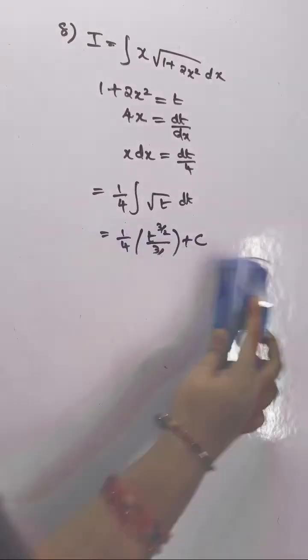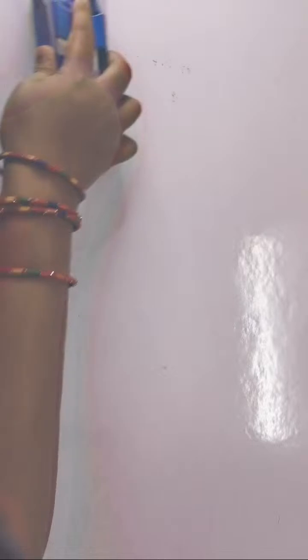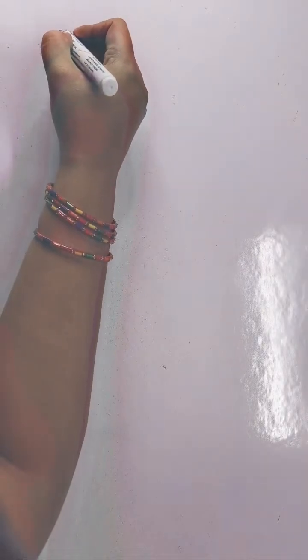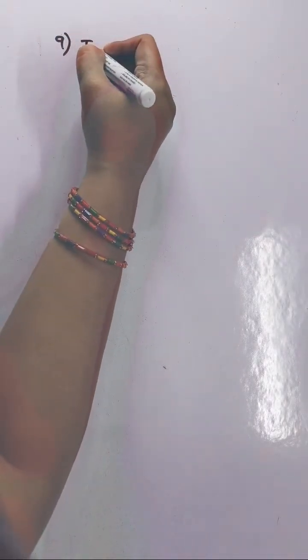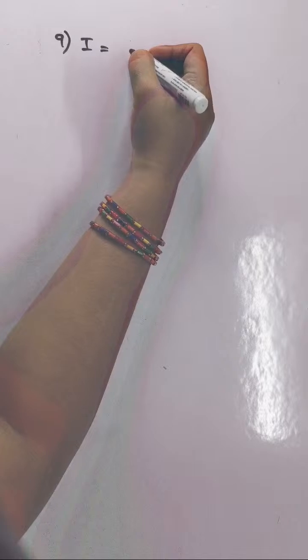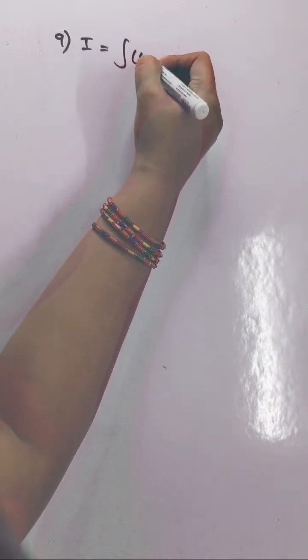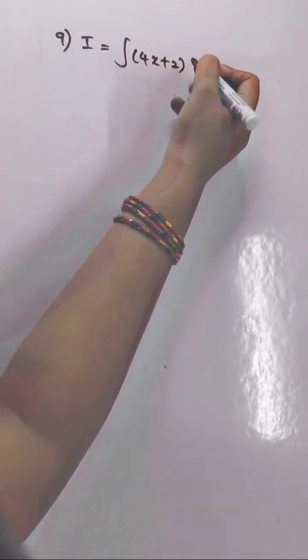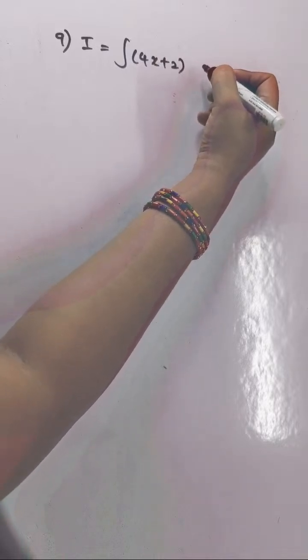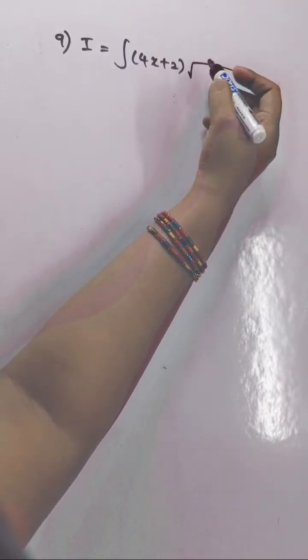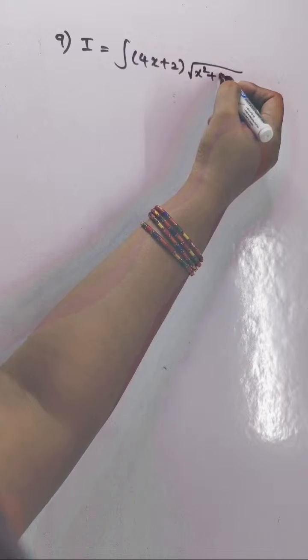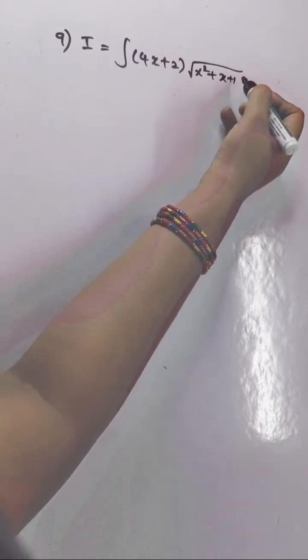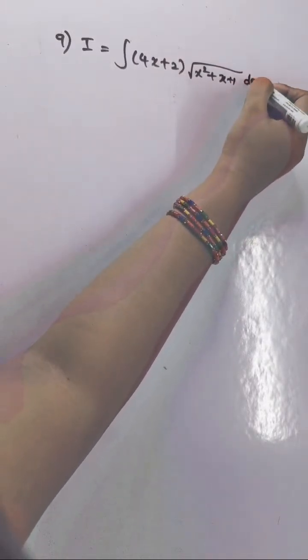Question number 9. Integral 4x plus 2 into root of x square plus x plus 1 dx.